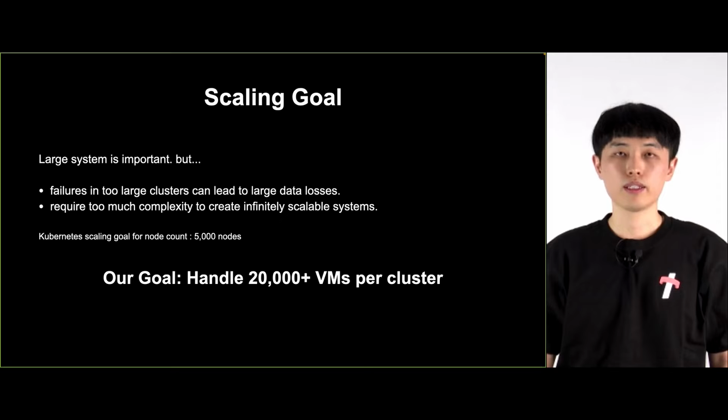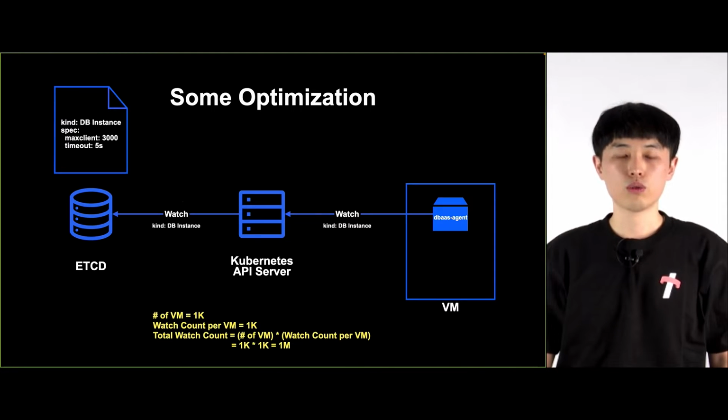So for the POC, we have set an expansion goal. Of course, large-scale systems are important, but if the system is too big, if there is a system down, there can be a massive data loss. And also the system can be too complex. Currently, for the bus at Line, there are about 37,000 VMs. So we created 2 Kubernetes clusters. 20,000 was our expansion goal. And also at the controller, we have performed very simple optimization.